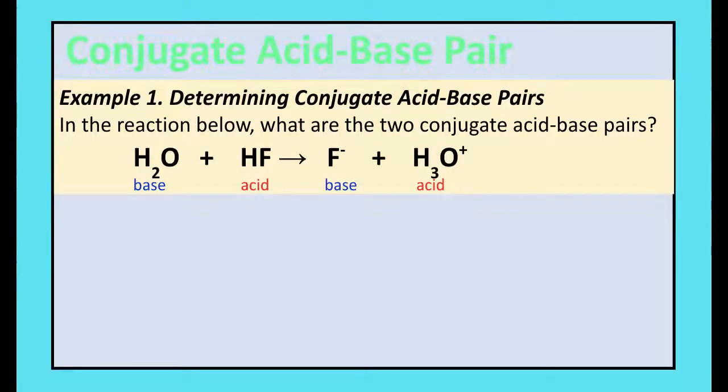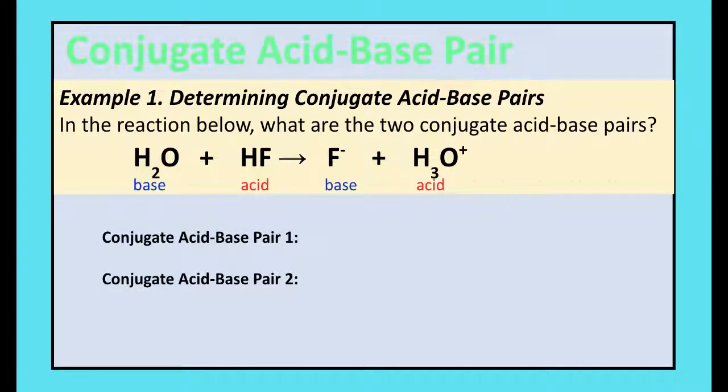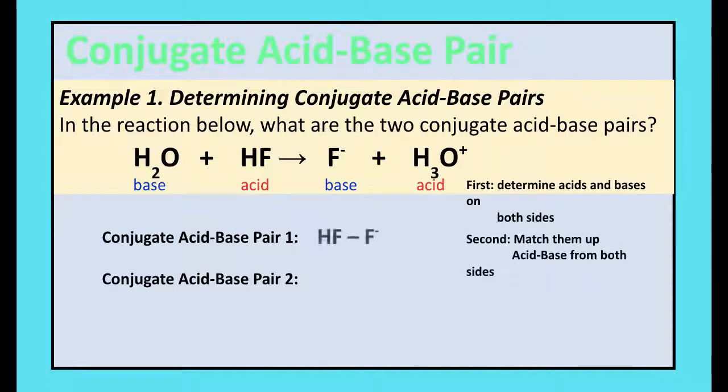Okay, so for this one, if we're trying to write out a conjugate acid-base pair, you first have to identify what the acid and base is, what the conjugate acid and bases are, and then you write them out, okay? You always want to write the acids first, and with just a dash between them. So in this one, we identified the hydrofluoric acid as acid. The conjugate base is going to be the fluorine, so it's going to be HF-F negative because we know that it's an ion now.